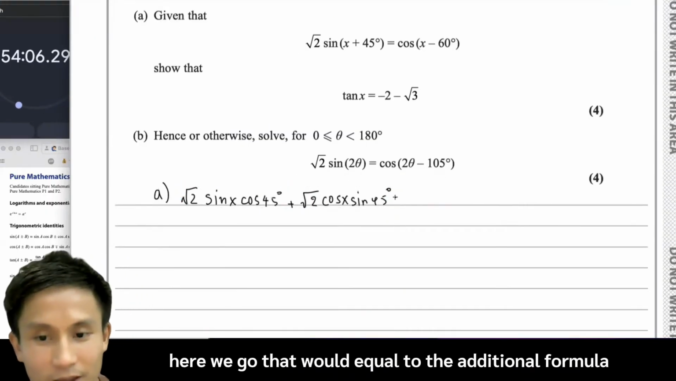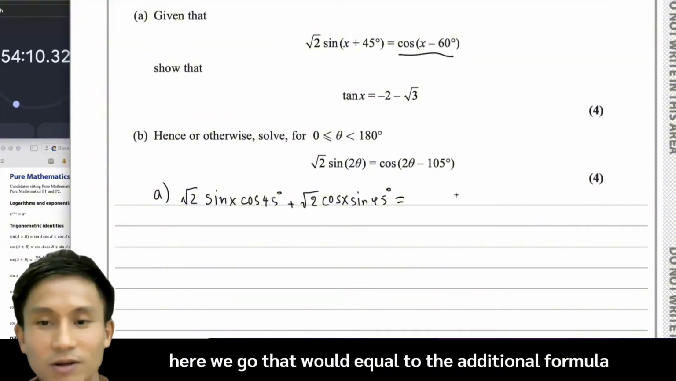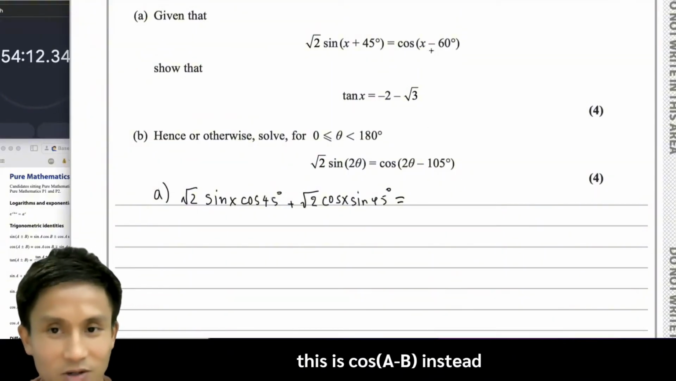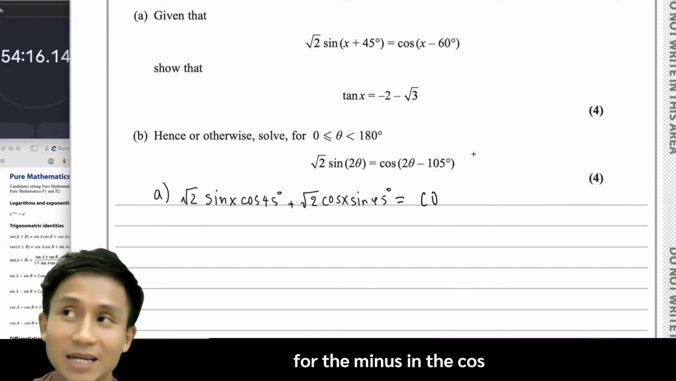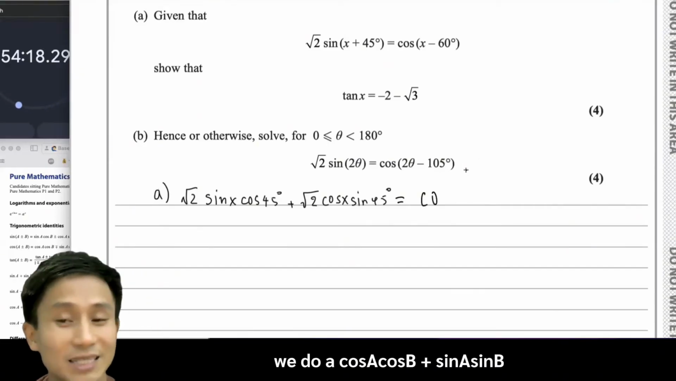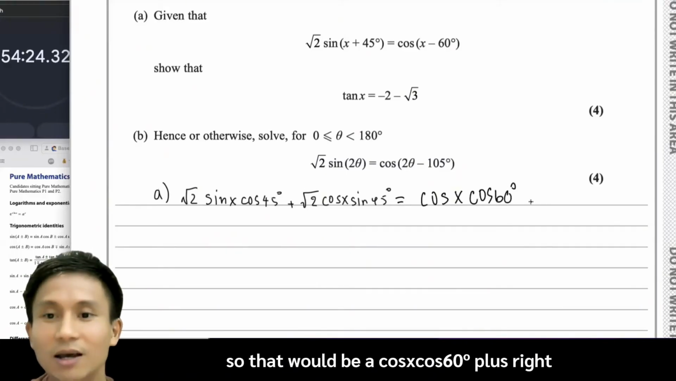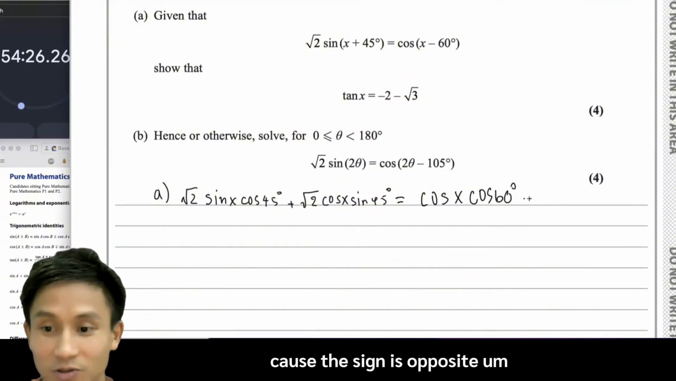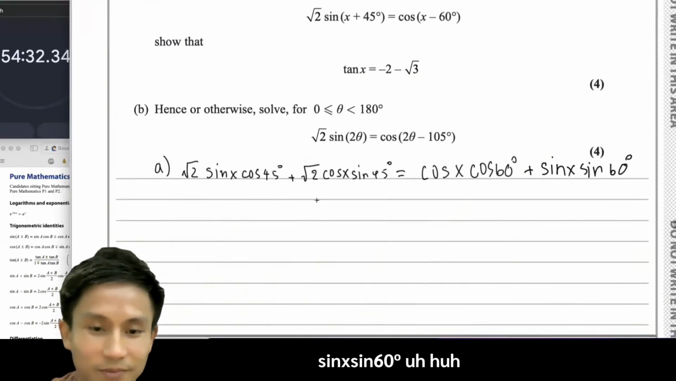There we go. That would equal the addition formula for cos(A plus B). This is cos(A minus B) instead, so we've got to be careful. For the minus in the cos, we do cos plus sine. So that would be cos x cos 60 degrees plus, right, because the sign is opposite, sine x sine 60.